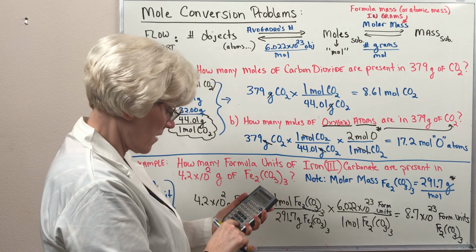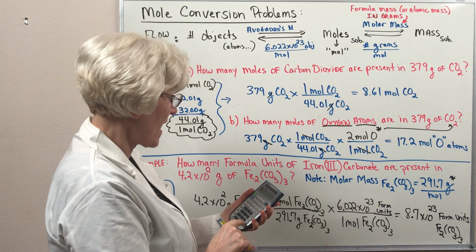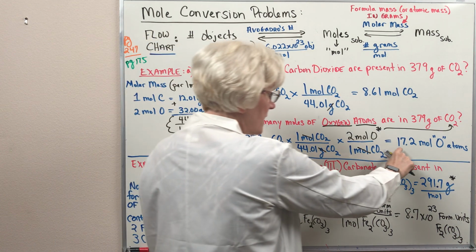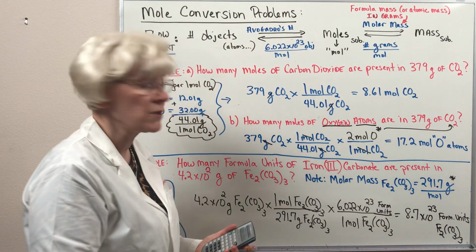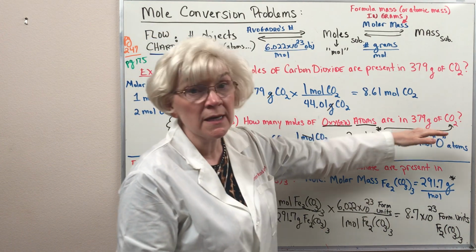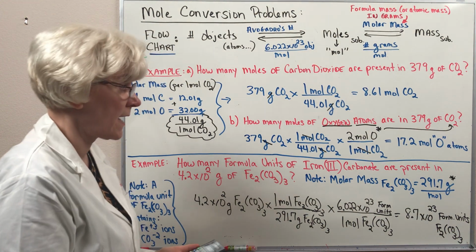So running through the calculation a second time to check my math here, I see that I have calculated 17.2 moles of oxygen atoms that are present in 379 grams of carbon dioxide.